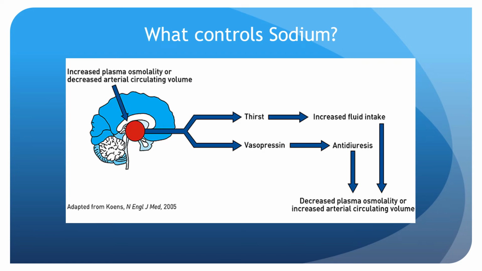So what controls sodium? Basically, increased plasma osmolality causes secretion of ADH or vasopressin, which decreases plasma osmolality. Or decreased blood volume, such as hypotension, causes thirst, which increases fluid intake, which increases arterial circulating volume. So basically, our bodies are very smart at fixing its problem.